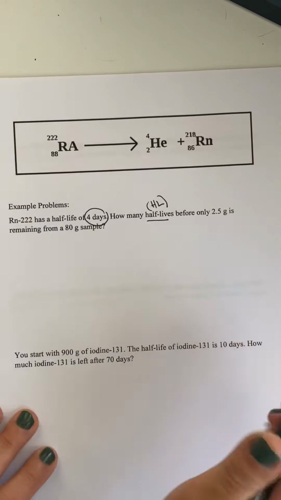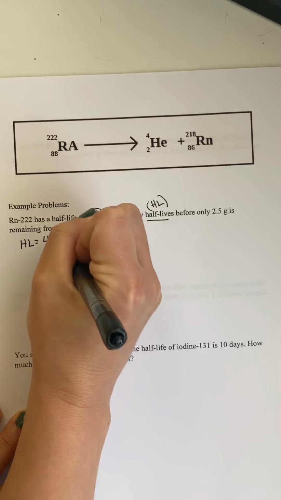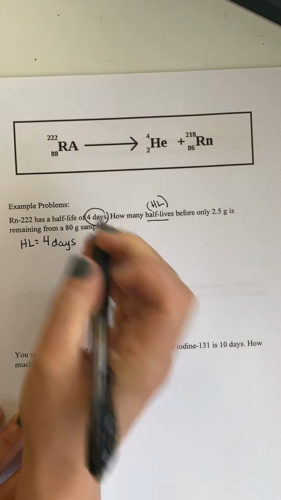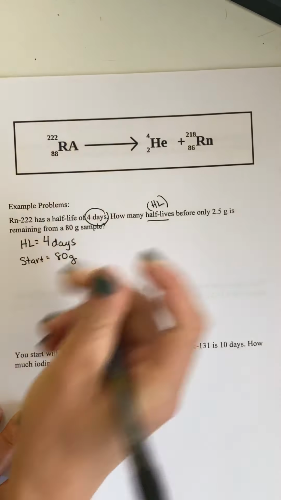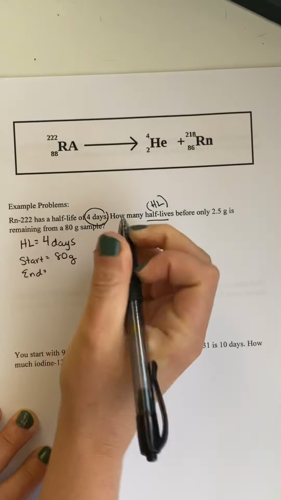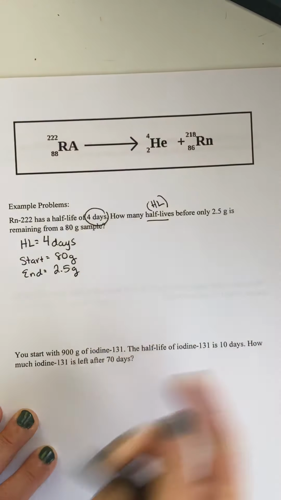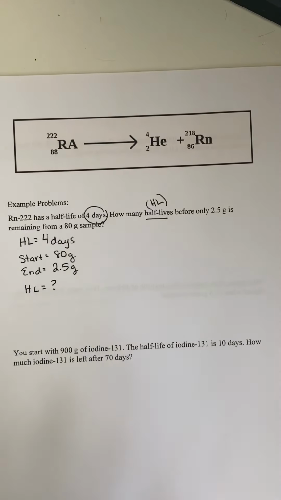So let's write down the information. And sorry about my dogs, guys. So the half-life is 4 days. I know that I start, there's my other dog, with 80 grams, and I end with 2.5 grams. But how many half-lives did it take me? Let me let him out real quick. The way I like to do these is kind of just writing it like a chart.